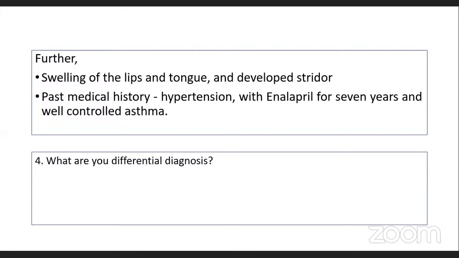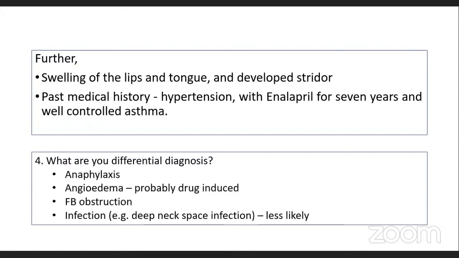Okay, for this man, a 65-year-old, there is acute severe shortness of breath for a couple of hours. He does not have any other significant etiology, but he's coming with this one. My main differential diagnoses are whether the patient is having anaphylaxis, plus or minus angioedema, or foreign body upper airway obstruction, or any infection, especially a neck space infection.